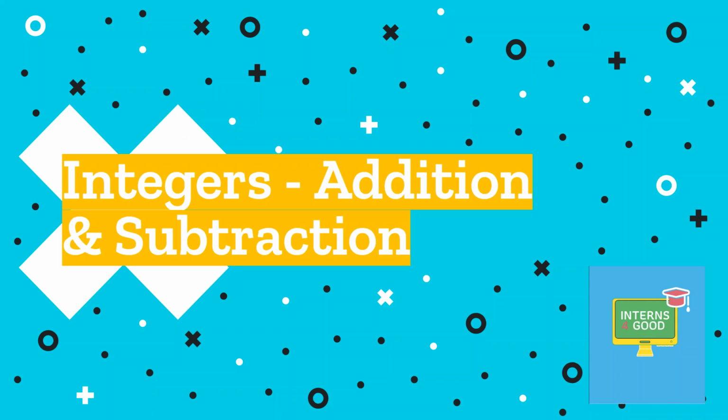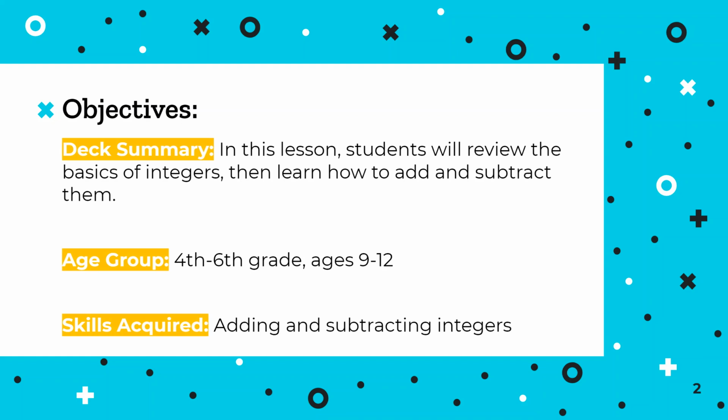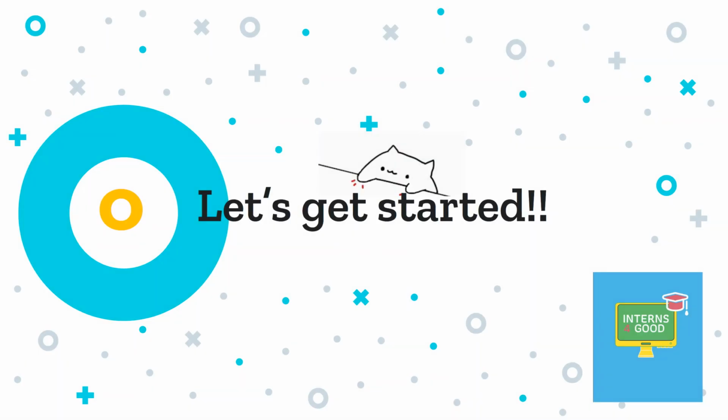Today we will be learning about integers and more specifically how to add and subtract them. Some of our objectives today are to review the basics of integers and then learn how to add and subtract them. The intended age group for this is about 4th to 6th grade, or ages 9 to 12. And the skills we will be learning today are adding and subtracting integers. All right, let's get started.